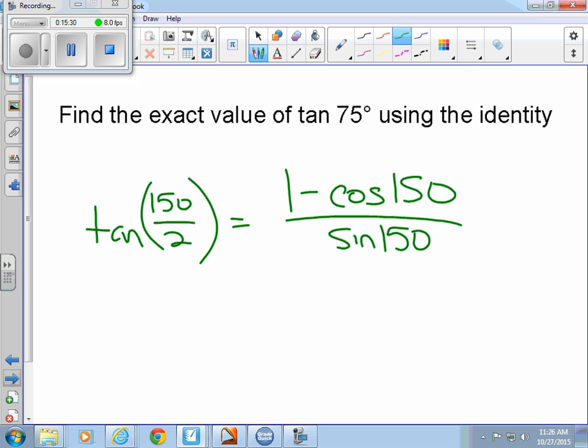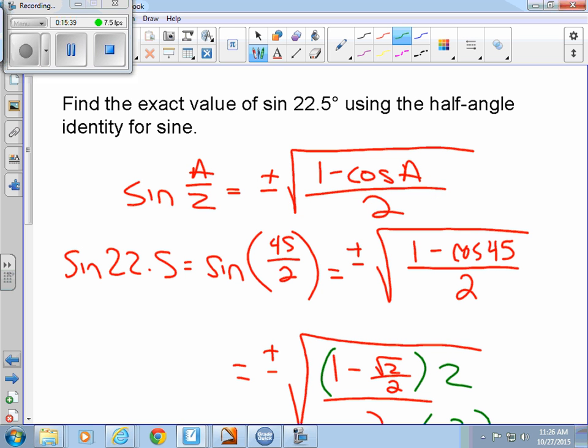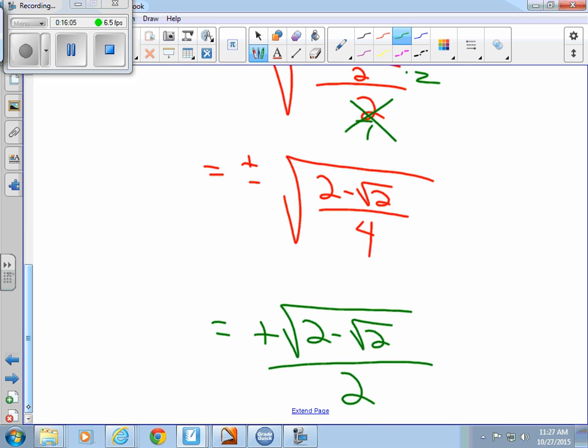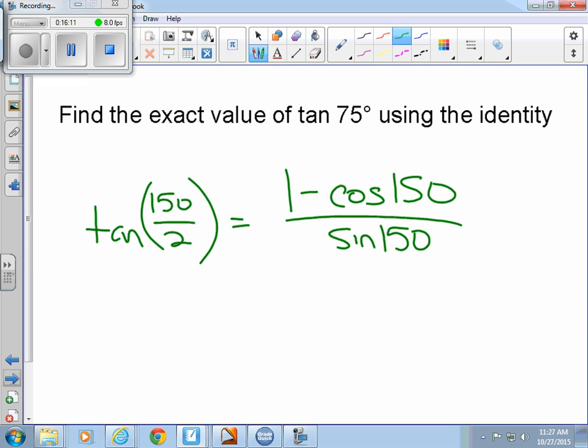Did I lose anyone on that plus minus thing on the last slide? Okay. Sine of 22 and a half. Is that positive? Where is 22 and a half? Quadrant side is first quadrant. So what's sine of the first quadrant? Positive or negative? Positive, right? We know it's the positive answer. We got two answers because of the square root part.